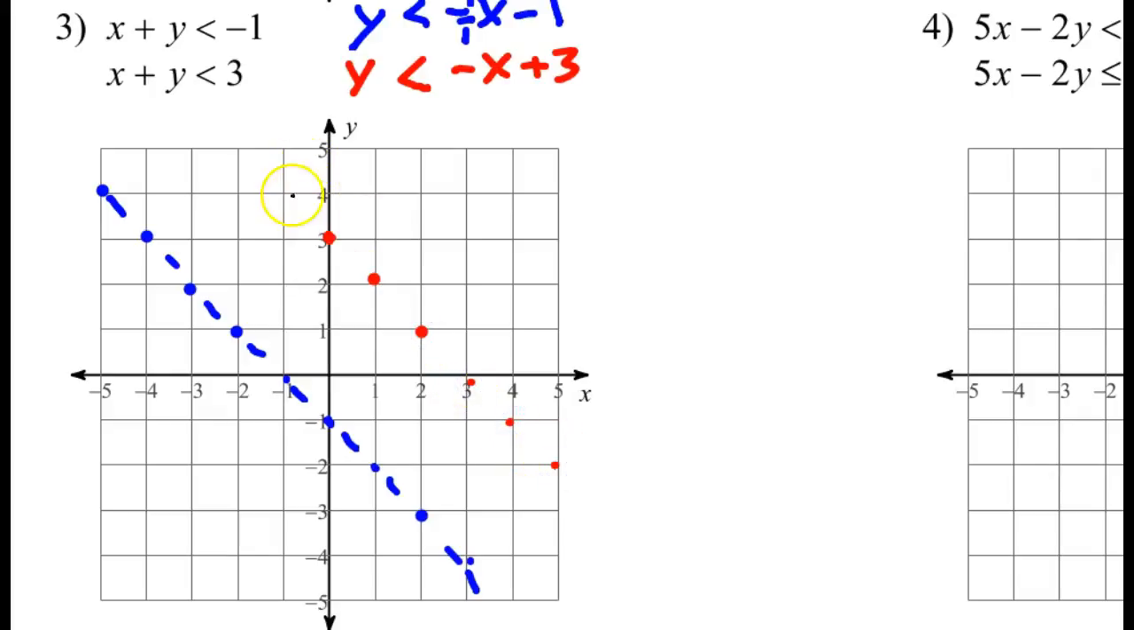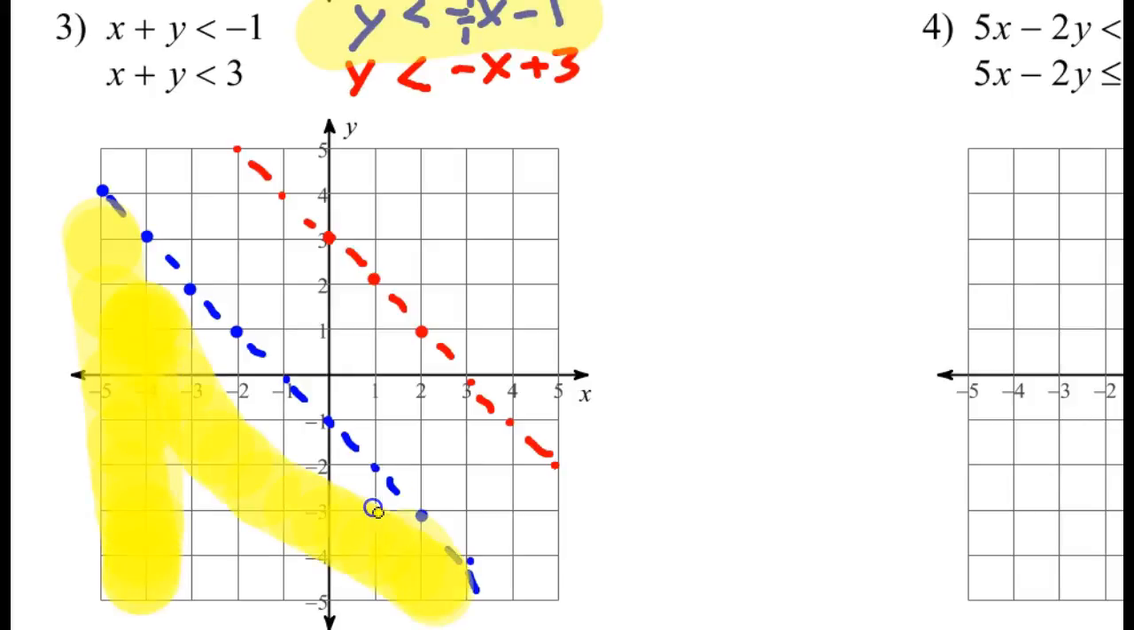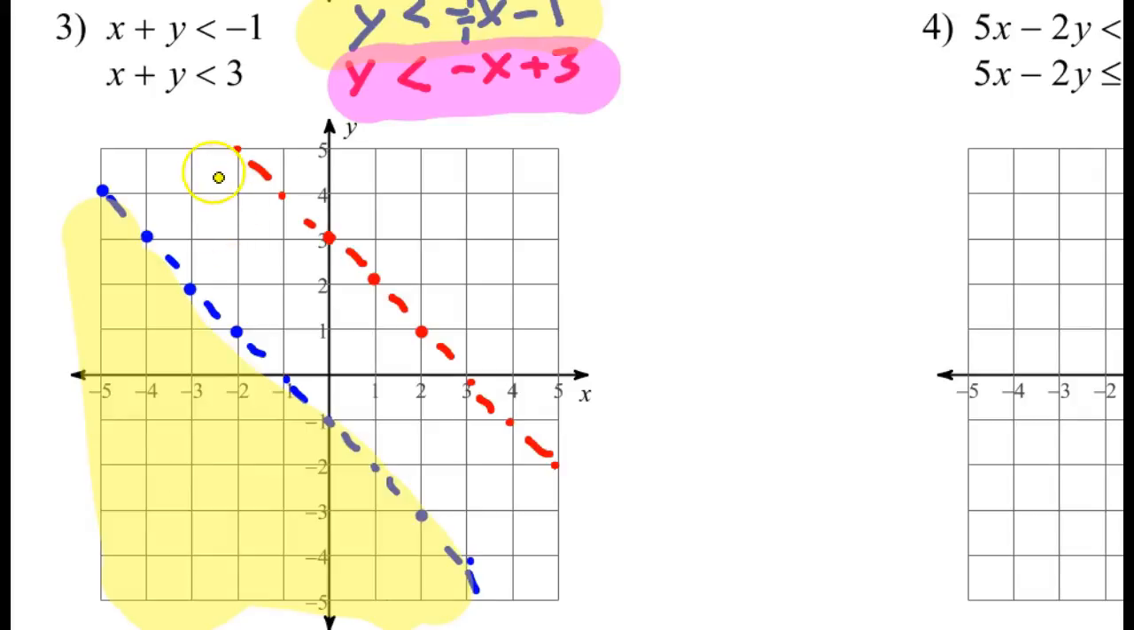So what happens if you have parallel lines? What is the answer for the shading? All right, so we're going to look to see where the shading overlaps. It's still the same rule. Where does the shading overlap? So they're both less than. So I'm going to shade, let's see here, below the blue line. So everything down here. And then also everything below the red line. So that's all of this.